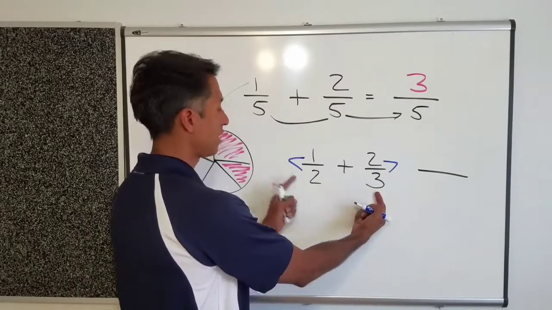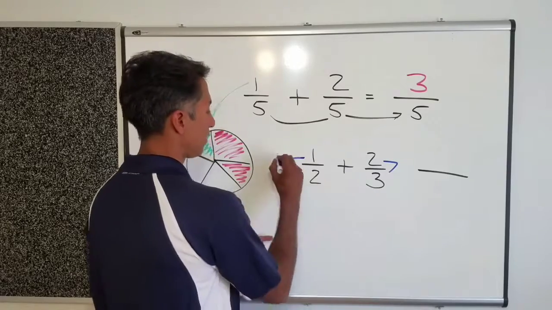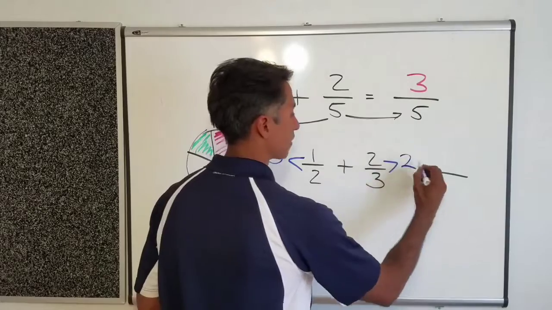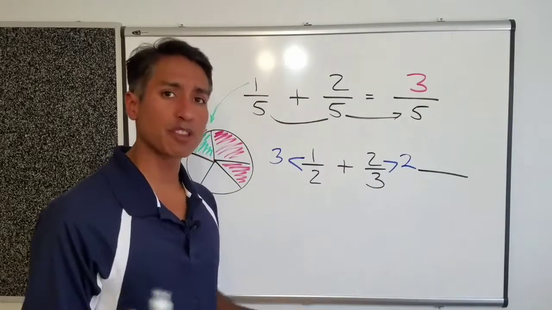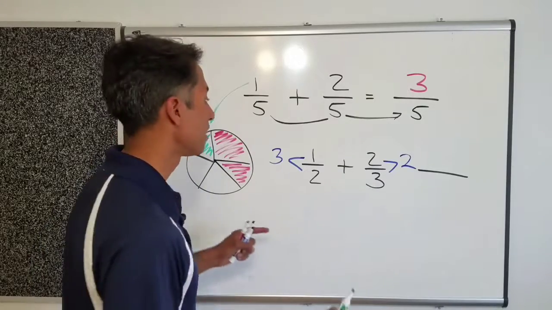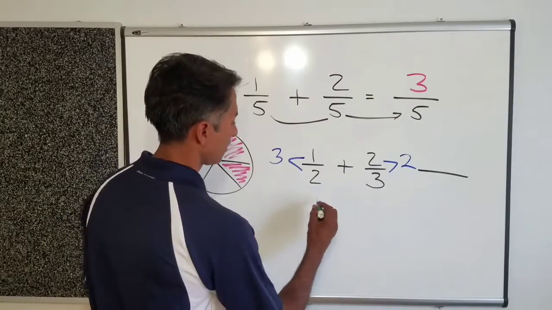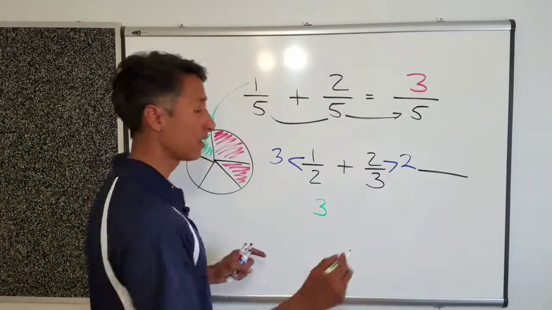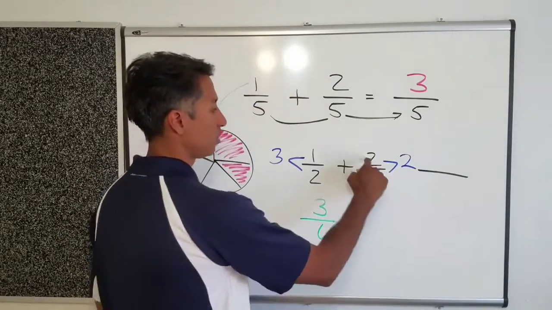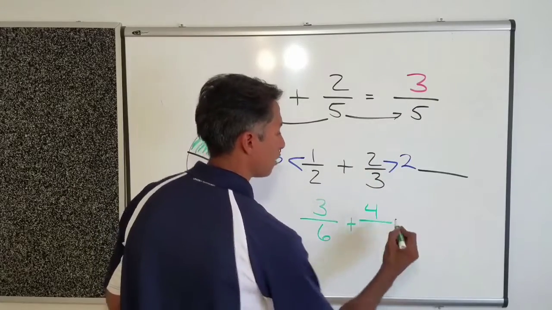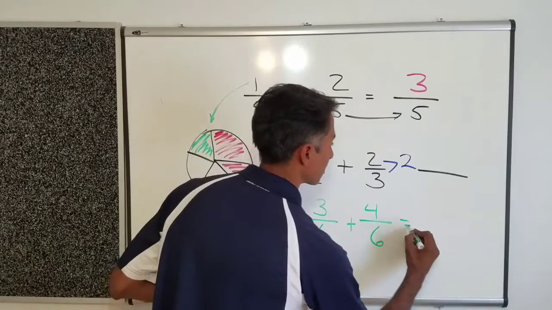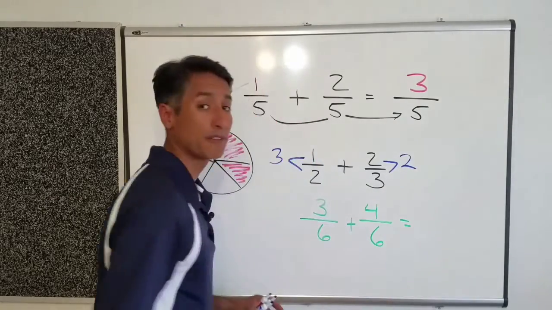So on this side over here, I would use this denominator and use 3. On this side, I would use the 2. And the reason I put those little arrows is to remind me where I'm going to multiply that number. So 3 times 1 is going to give me a 3. 3 times 2 is going to give me a 6. 2 times 2 is going to give me a 4. 2 times 3 is going to give me a 6. Awesome.